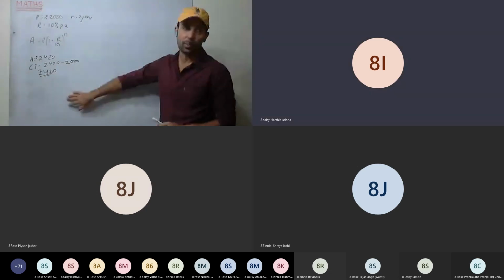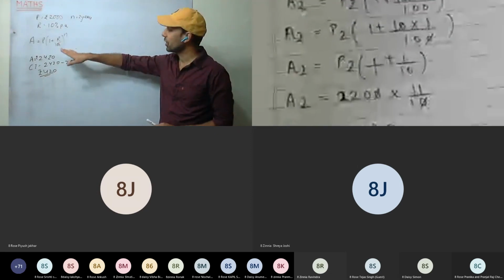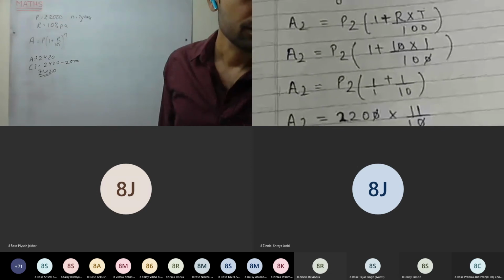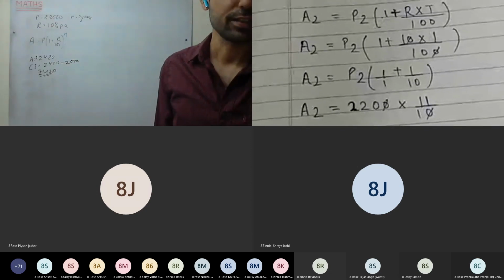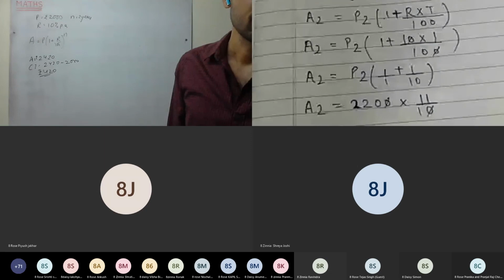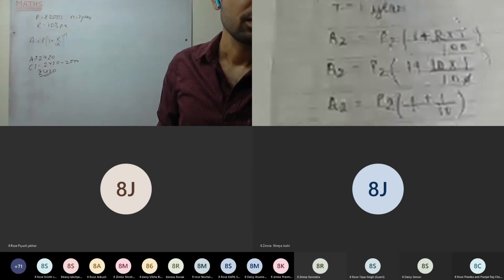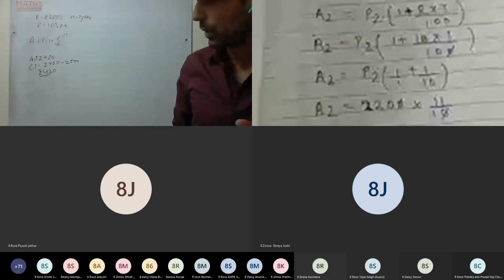We now avoid the long method. Use the formula, the simple formula we have derived as well. We have worked hard on this formula. A2 equal to P1. Sir, can we write amount only up to the year, or do we have to write more? Okay, Harshit, send me on WhatsApp afterwards.